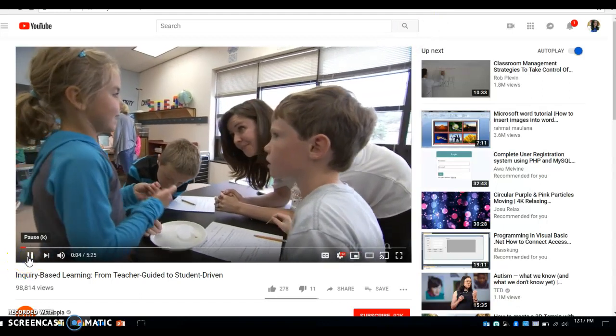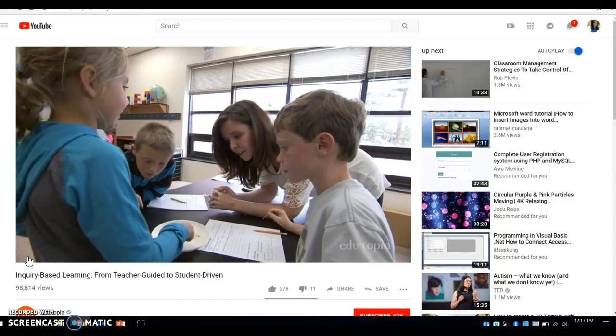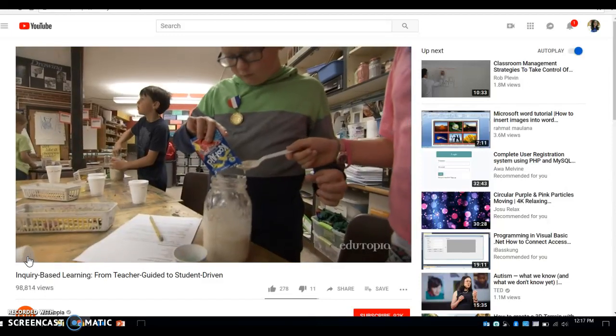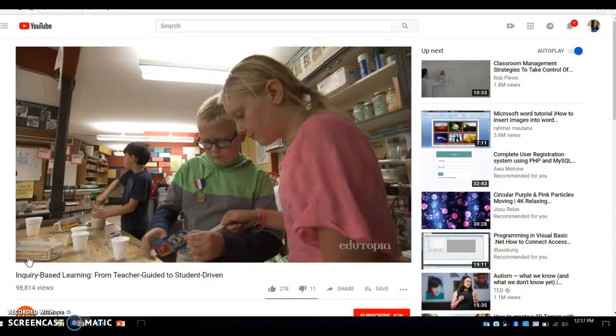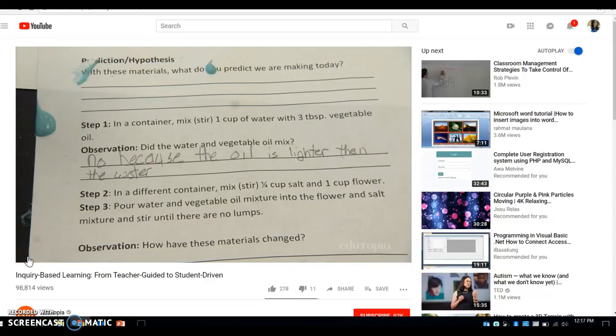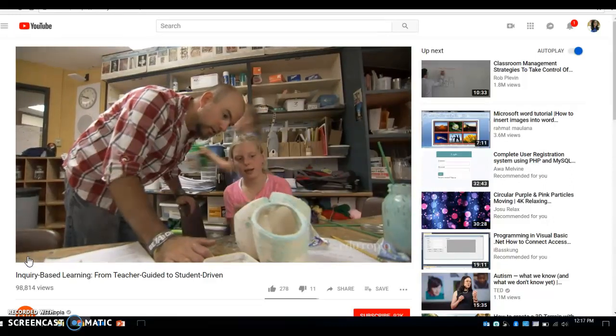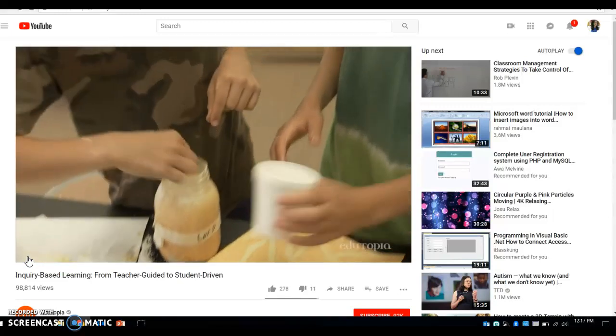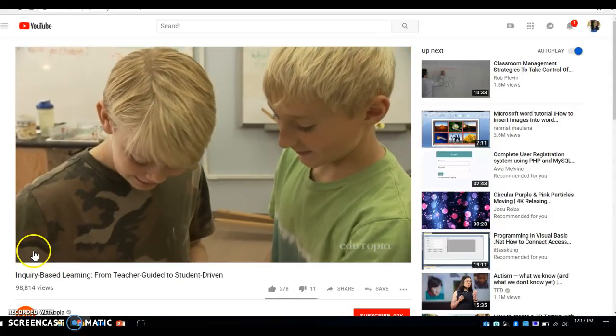And those are really exciting. What's exciting about the inquiry model is that we go far and above what the curriculum expectations are. Kids are invested in their learning, and they're able to transfer and apply what they're learning in school to the real world.